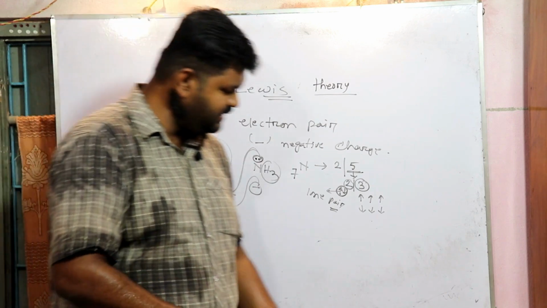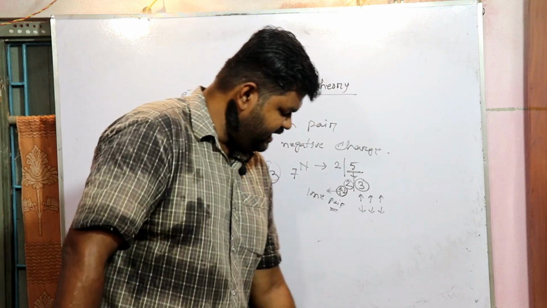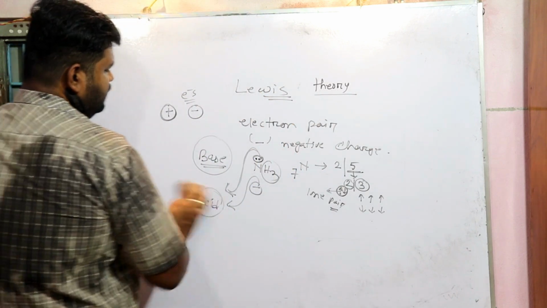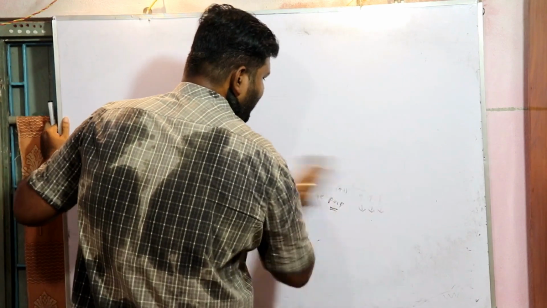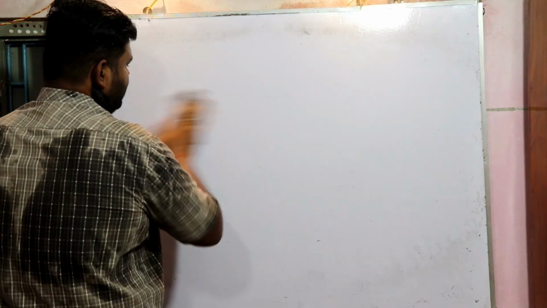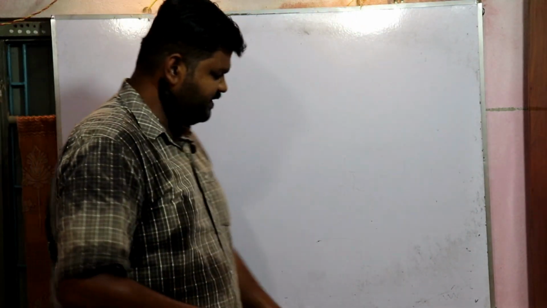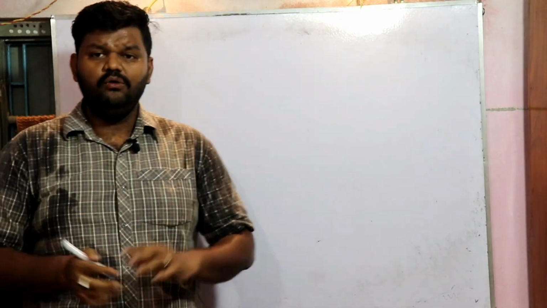So these are the main theories available in the science book, that is, 3 different theories to determine what is an acid and what is a base. I think you have clearly understood all these things. Now coming back to our main NCERT agenda.